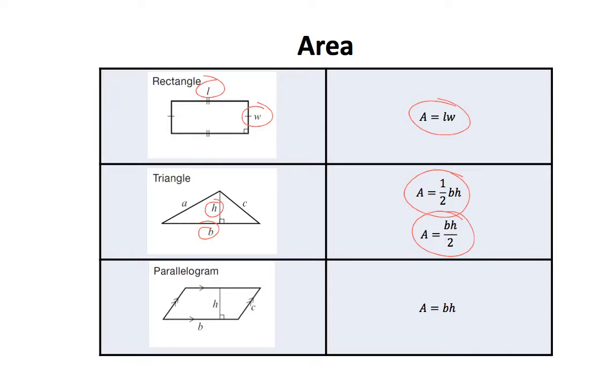The equation for area of a parallelogram is base times height. This is the base, and this is a height. Again, the base and height must meet at a 90-degree angle. In other words, they must be perpendicular.